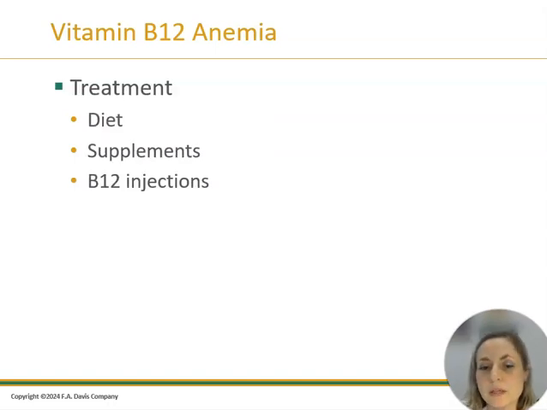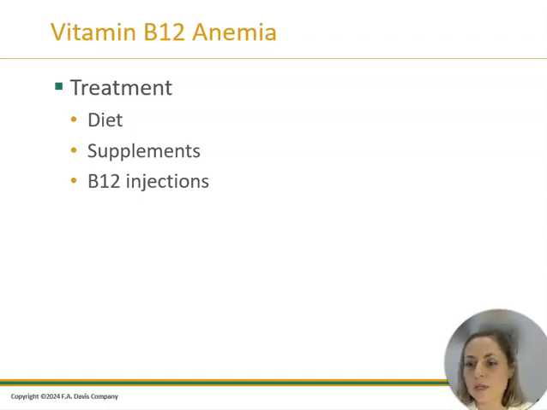So treatment would be dietary intake of vitamin B12. So make sure you're looking at foods that are high in B12. So some animal proteins are high in B12, like eggs, fish is high in B12. But then also some cereals are fortified in B12, and dairy has a lot of B12 in it too.